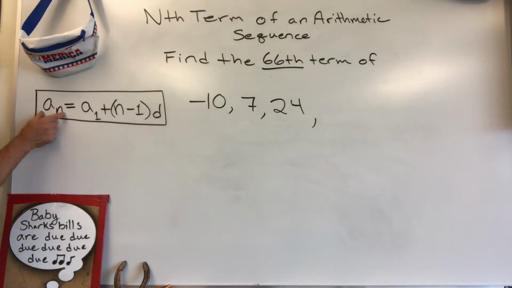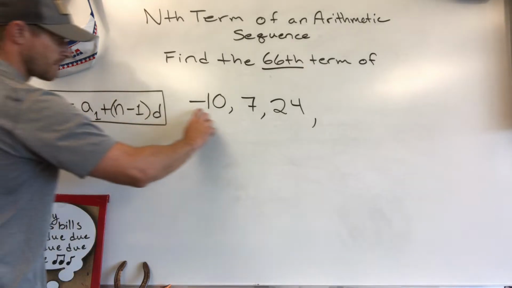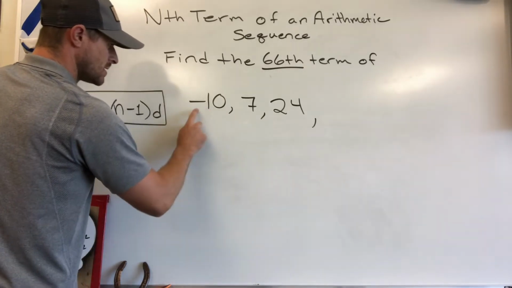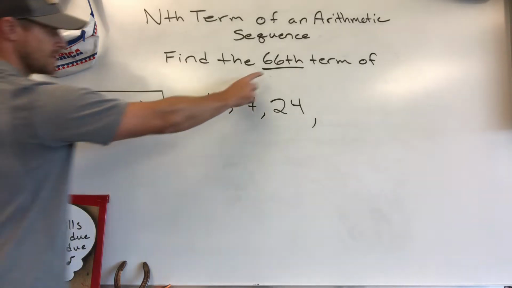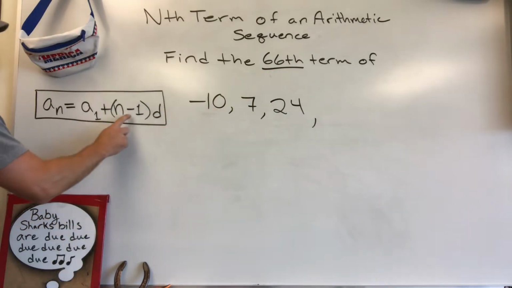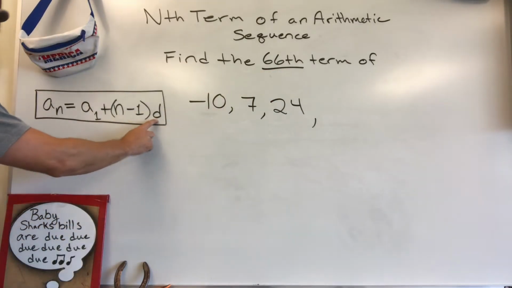AN, that's going to be our answer, our result at the end. We're going to need our first term. In this case, our first term in the sequence is negative 10. So negative 10 is going to go there in the formula. Plus N, N being 66, minus 1. And then we have to multiply it by our common difference.